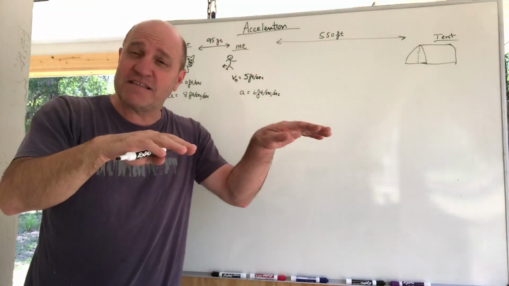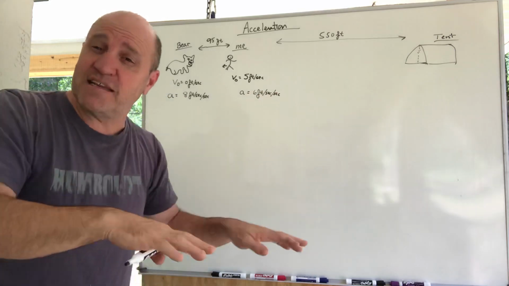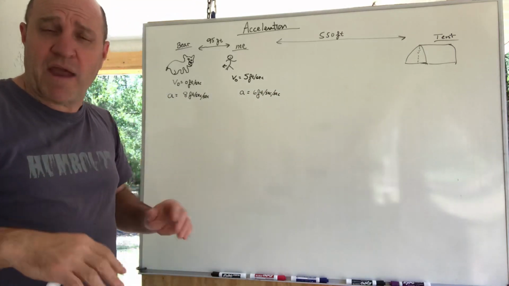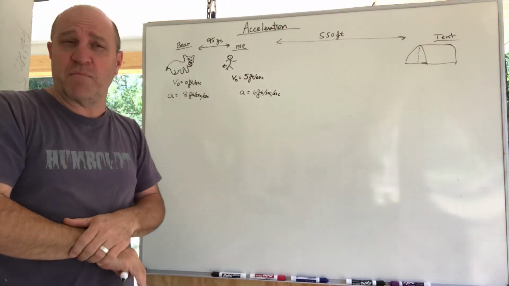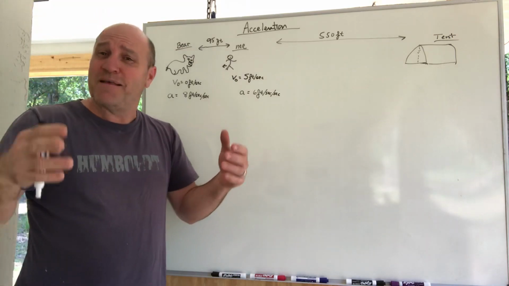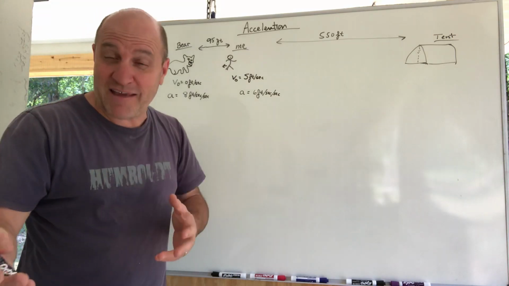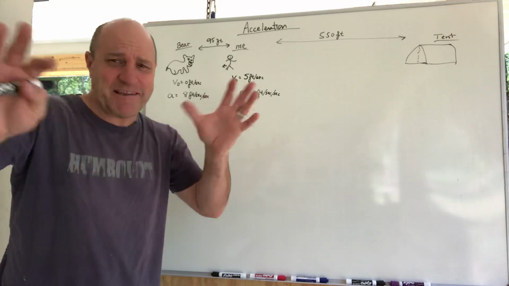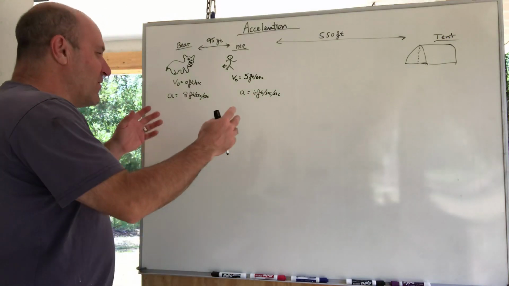So you can take the acceleration equations, and I can get a velocity equation for me and the bear. Then I can get a position equation for me and the bear. I think the question is, when does the bear catch me? Does the bear catch me? Do I make it to the tent? Something like that. So let's see what happens.